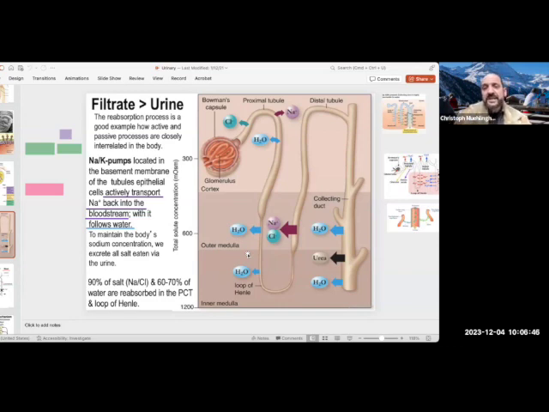The interesting thing is it does that on the descending arm. On the ascending arm, it actively carries out the sodium and chloride to establish that gradient of saltiness. That's the tricky part about that. Does that make sense? Yes, that's very helpful.